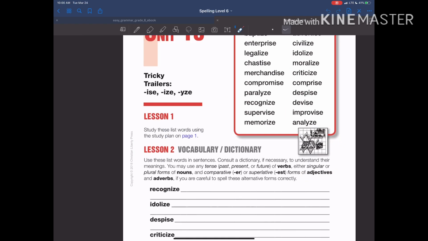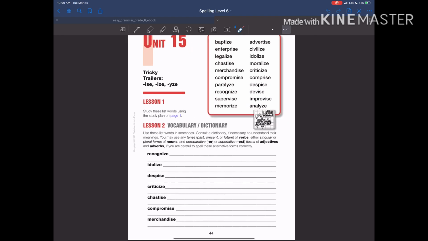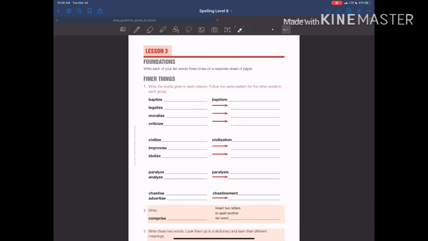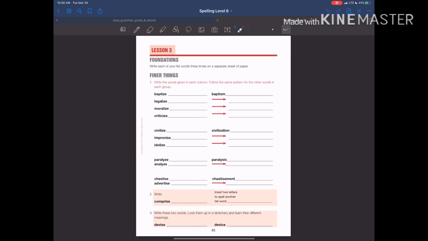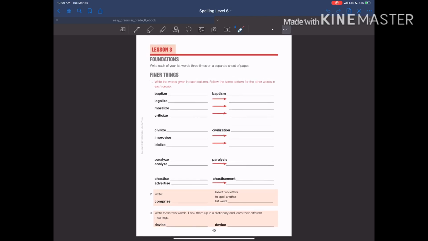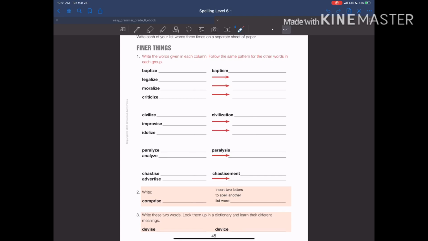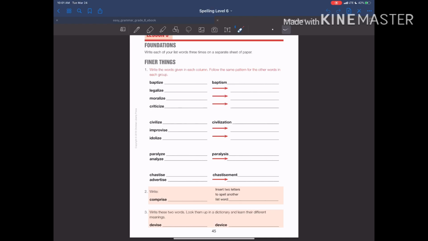Okay? Your assignment for yesterday was to do lesson 2 right here, vocabulary and dictionary. Make sure you do that. And then for today, you're going to go ahead and do page 45, which is lesson 3. I'm going to be checking this to see if your answers are correct or incorrect and not just done. So make sure that you take your time and do your best. I hope you are enjoying your week. Do your best work, and I'll talk to you later.